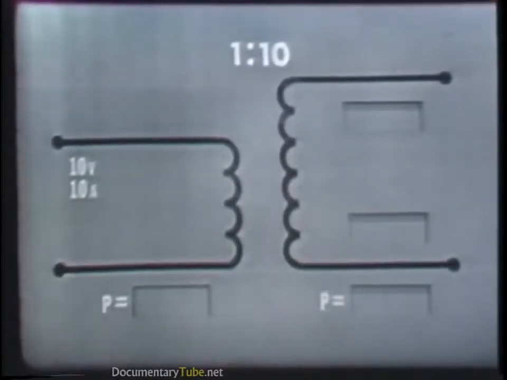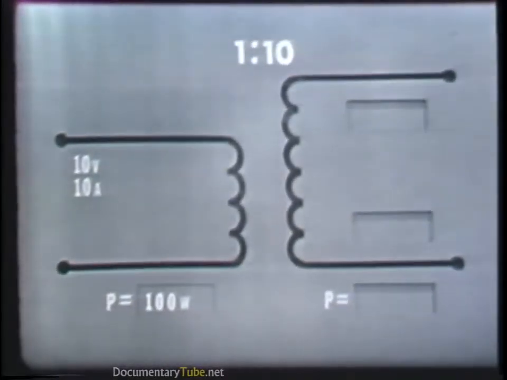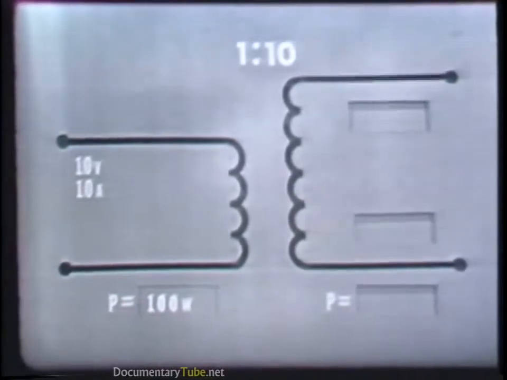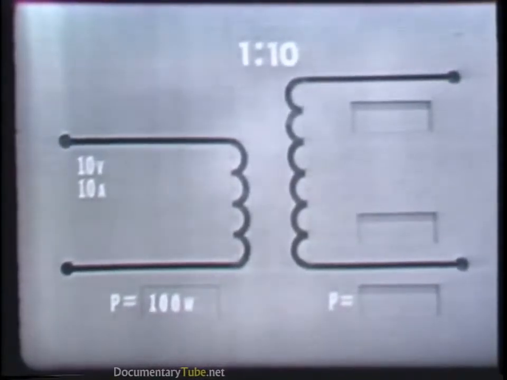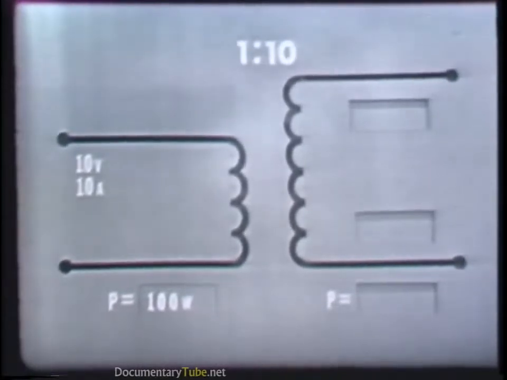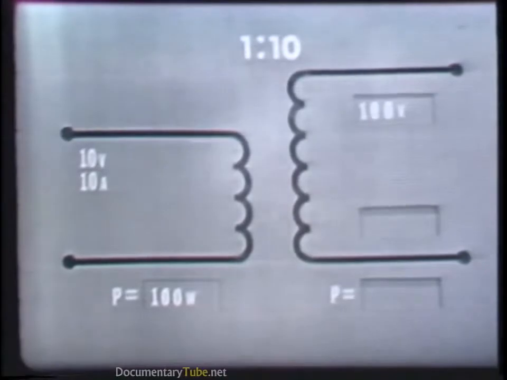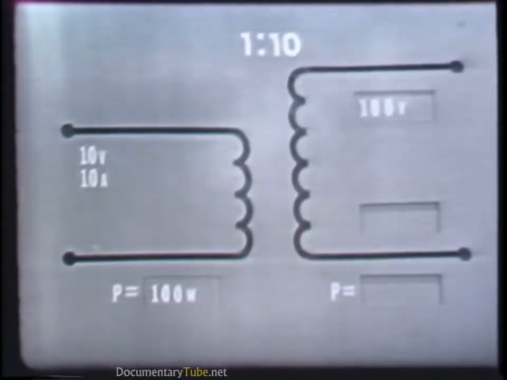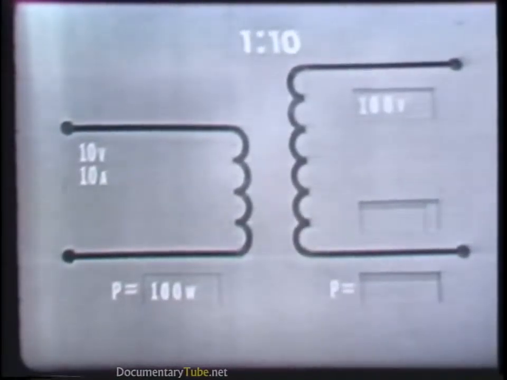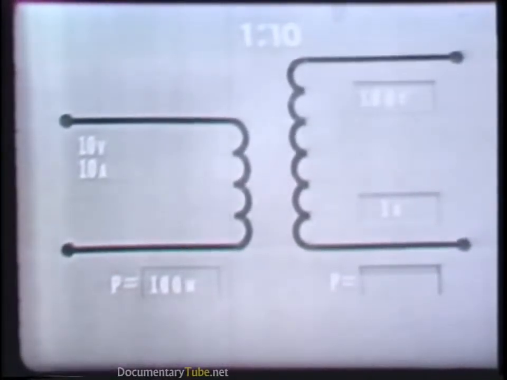For example, if we apply 10 volts at 10 amperes, or a power of 100 watts, to the primary of a step-up transformer, which has a turns ratio of 1 to 10, the voltage in the secondary would be 10 times that of the primary, 100 volts. But the current in the secondary would be 1/10 that of the primary, 1 ampere. The power in the secondary, however, would still be 100 watts.